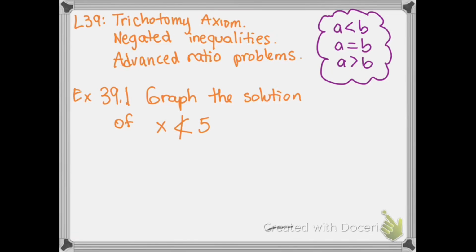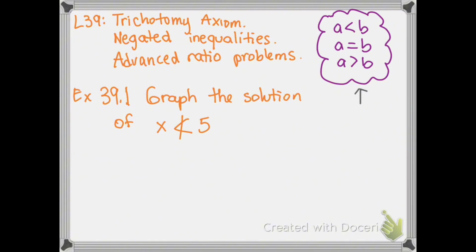Lesson 39, Trichotomy axiom, Negated inequalities, and advanced ratio problems. In this first example, we have to graph the solution of x, or the numbers that are not less than 5. Let's look at here.